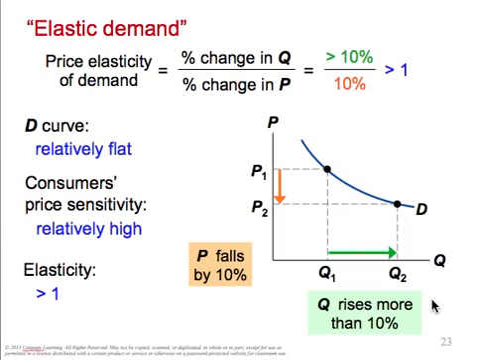An elastic demand curve is flatter than a unit elastic demand curve, which itself is flatter than an inelastic demand curve. So as you can see, we've worked from a vertical to a more elastic to a unit elastic to an elastic demand curve. So elasticity greater than 1 is elastic demand.